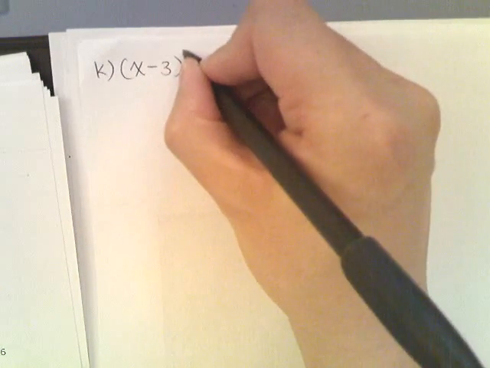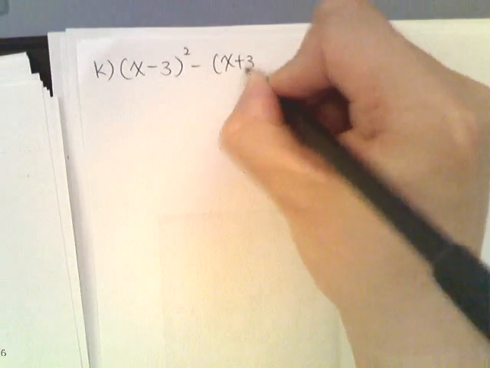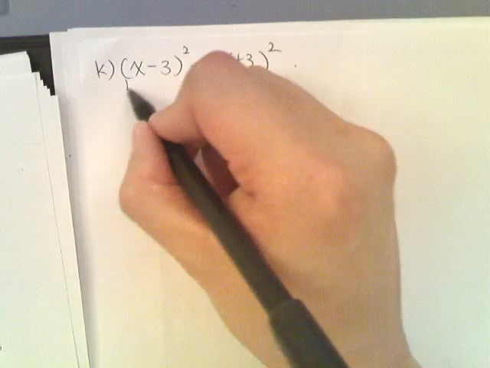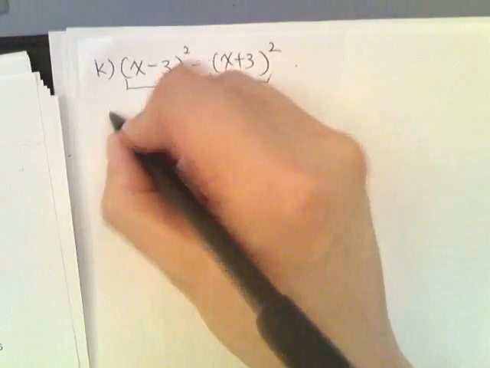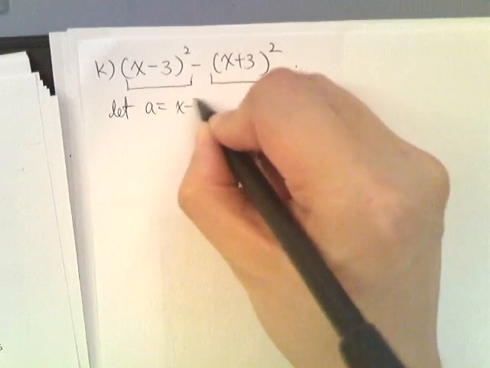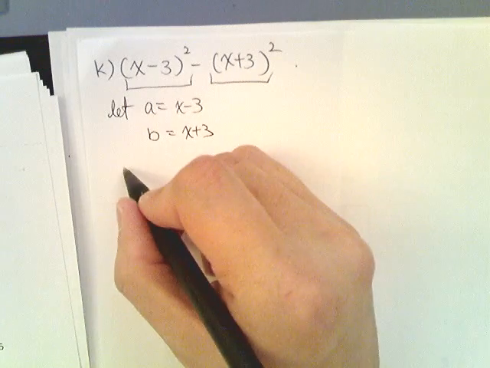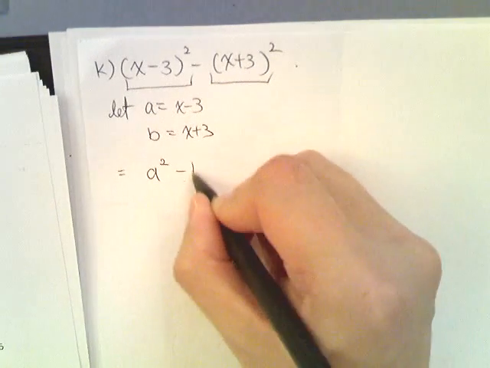Now then, let's take a look at k. So whenever you see binomials in different forms, consider that you probably have to use different letters. Okay, so let's take a look at this. We have x minus 3 squared minus x plus 3 squared. This can be one term, this can be another term. So let a equals x minus 3, b equals x plus 3. Now, therefore, I have a squared minus b squared.